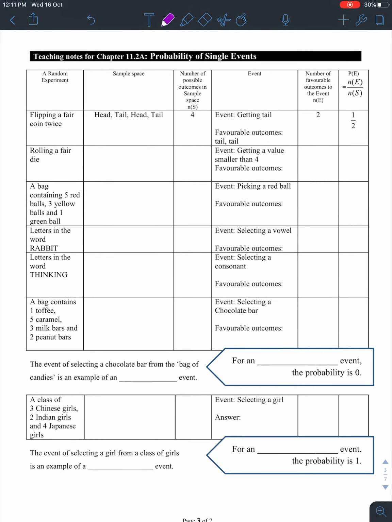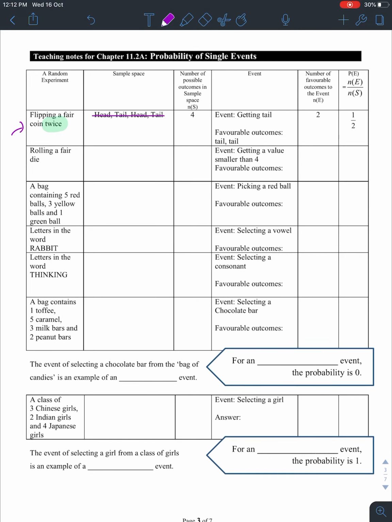In this table, we are given a few rows which we have to fill in. Let's look at the first one: flipping a fair coin twice. What is the sample space? That means, what are the possible outcomes that can happen when I flip a fair coin twice. This given answer is wrong, so please cancel it, because when you flip a fair coin twice, you are likely to get different outcomes.